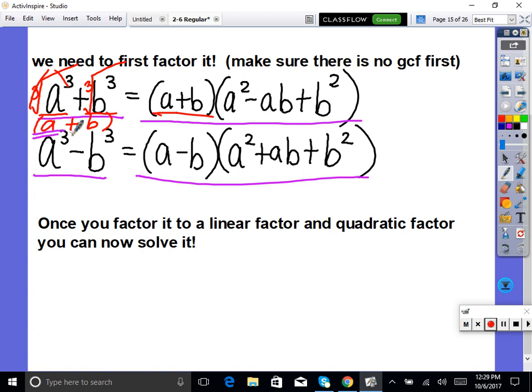Front and the front. What's A times A? And then the front times the back. Then the back times the back. Does everybody see how that works?